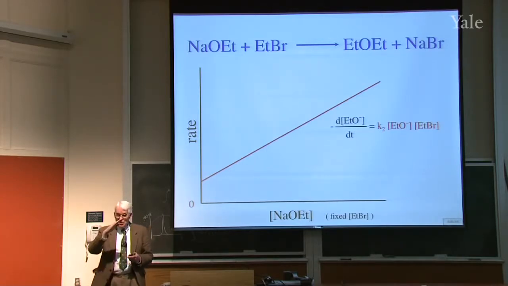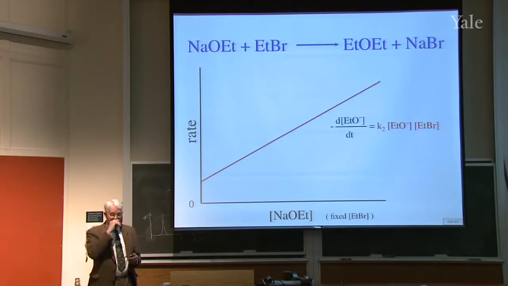It's nice and linear, so it's first order in ethoxide. But what else? Aisha? It doesn't start from the origin. It doesn't start at 0. If you don't have any ethoxide, you get the reaction. How can that be?